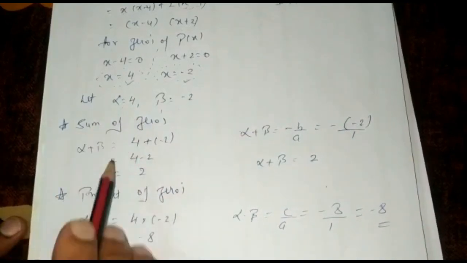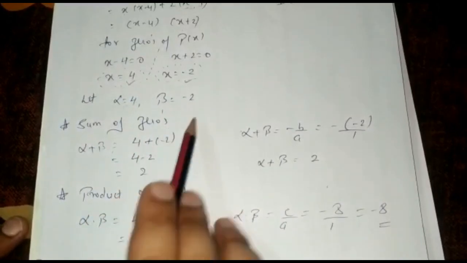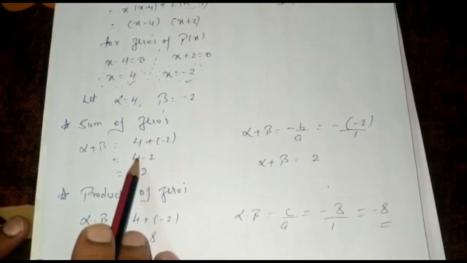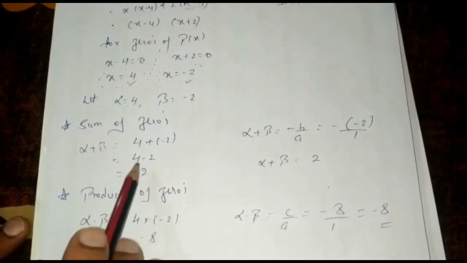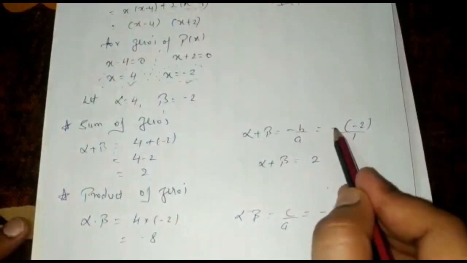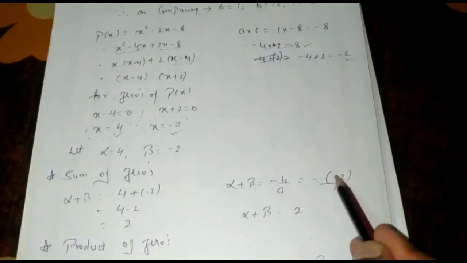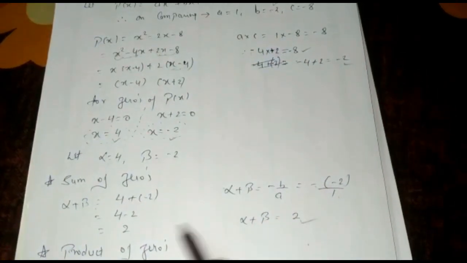Now the sum of the zeros, alpha plus beta, will be equal to 4 plus minus 2. Plus into minus will become minus, 4 minus 2 will be 2. So alpha plus beta will be equal to minus b by a, and that will be equal to minus, what is b? Minus 2 by a, that will be equal to 1. Minus into minus is plus, so alpha plus beta will be equal to 2.